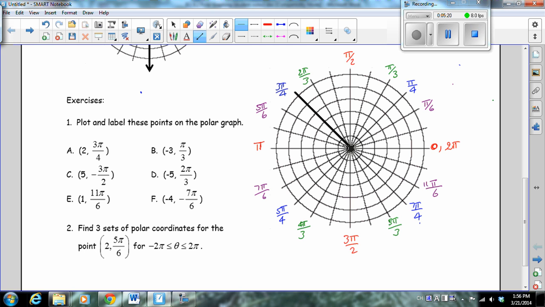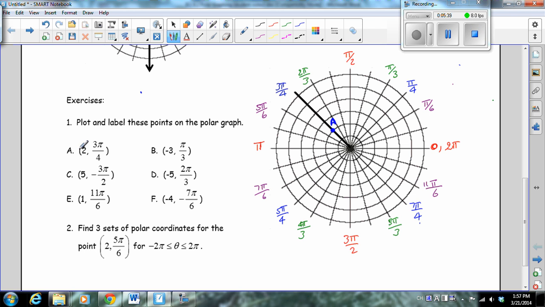On this line that I'm making a little darker, that's where my 3 pi over 4 is located. So let's go ahead and now figure out 2 units outwards. It's going to be located right here, and that point is the point 4A.